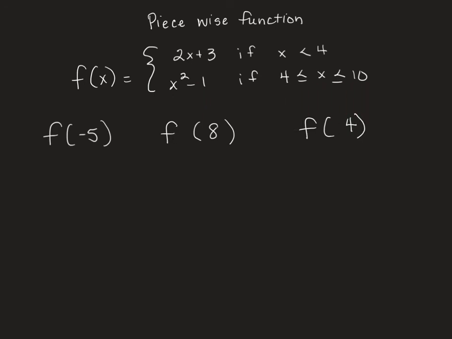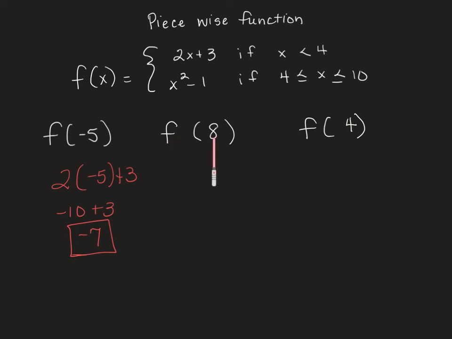So how do we solve this? Well, we're going to look at the first number. I have f of -5. So -5. Is it less than 4 or is it between 4 and 10? The answer is it's less than 4. So the only equation I'm going to use is the 2x, 2 times -5 plus 3. And then I would solve that. -10 plus 3, -7 is my answer, and I am done. I am only using one equation. Only one for each answer.